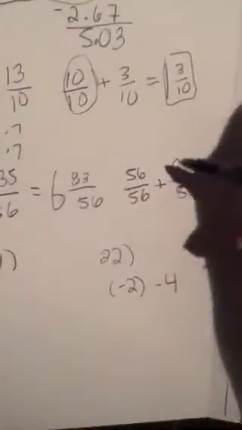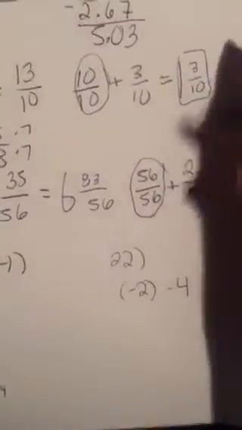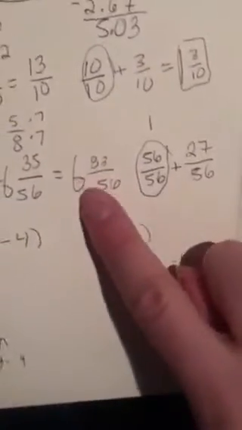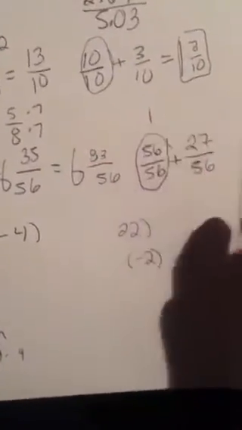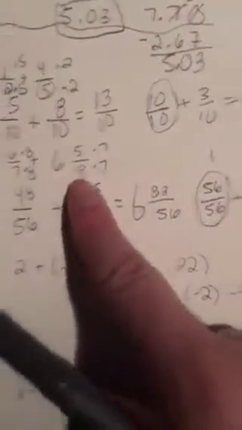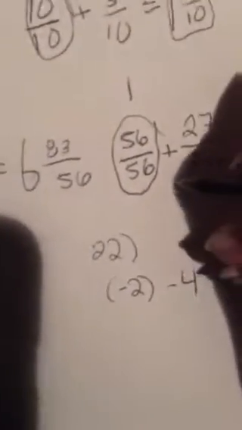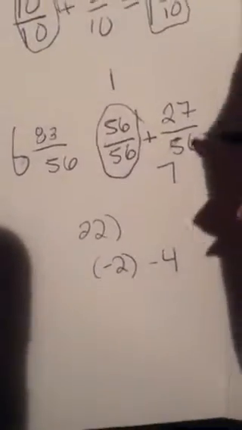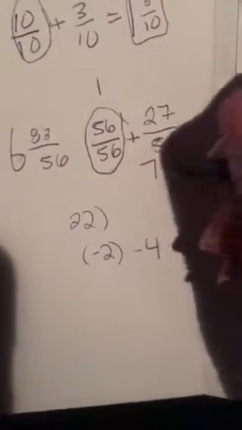56 over 56 is the same as 1 whole, right? I already had 6 wholes. 6 plus 1 is 7 wholes. So my answer to this problem would be, well, 6 plus 1 is 7. So it'd be 7 wholes and 27 over 56.